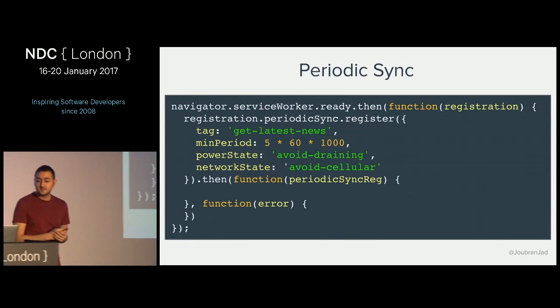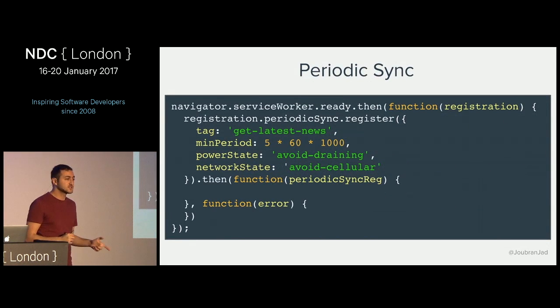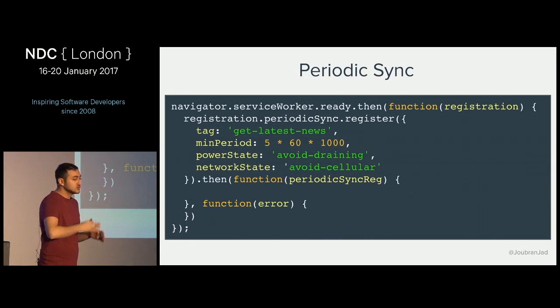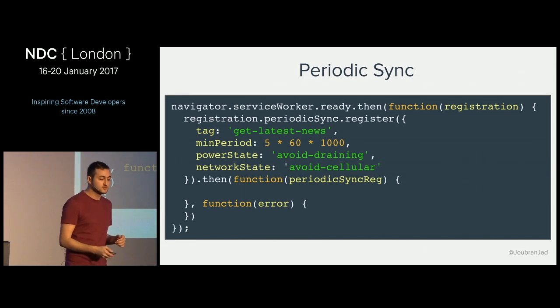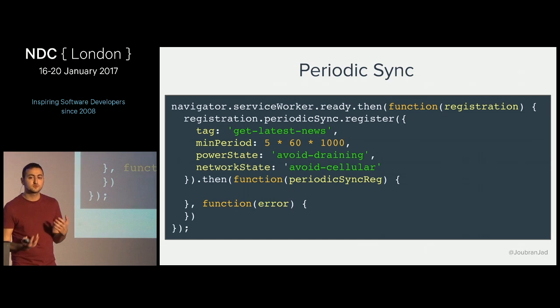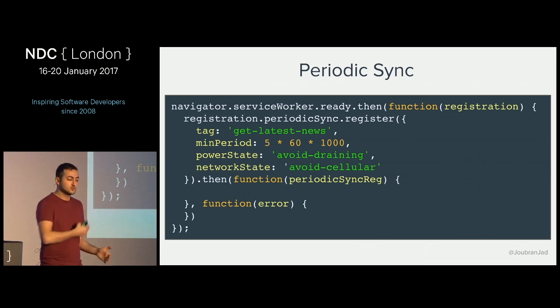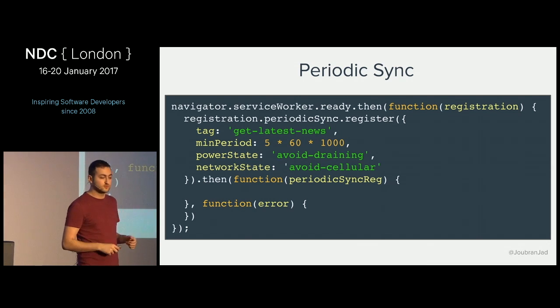And there's the periodic sync, which is currently being spec'd. So this one is not available in the browsers yet. But it actually allows you to do a periodic background sync. In this example, every 5 minutes. And you can also put some constraints on the power state and the network state. So power state, avoid draining, means the user has to be plugged in. And network state, avoid cellular, means that the user has to be on Wi-Fi. And you can just keep the defaults here.